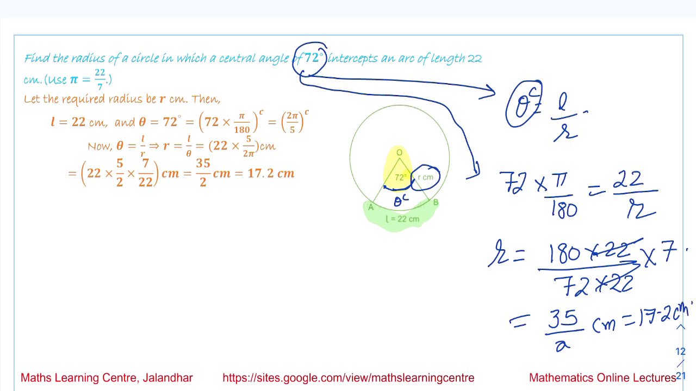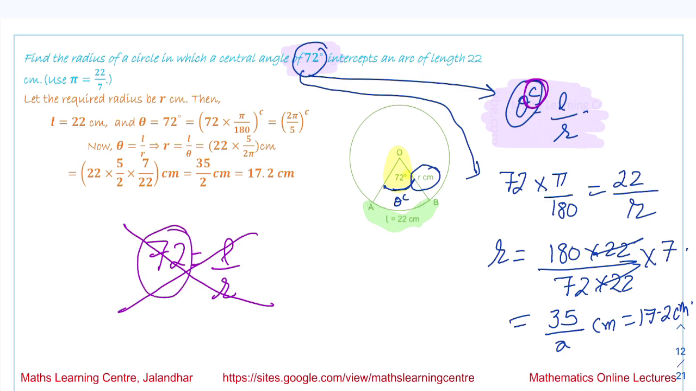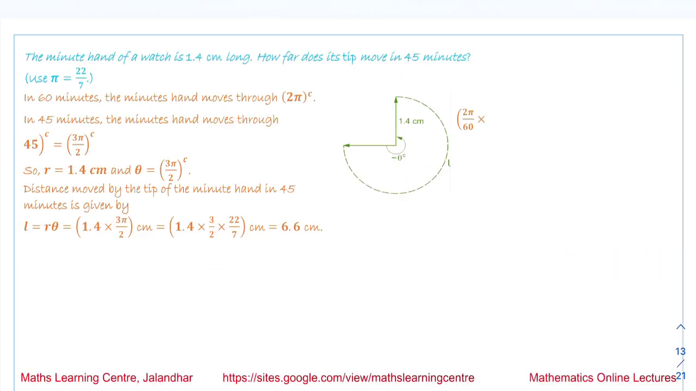I am again repeating this thing. The angle given over here is in degrees, and this formula that we have is the definition from the radians that we have. It is not for the degrees. If you write 72 is equal to L over R, this is wrong, because this formula is not valid for degree measures.